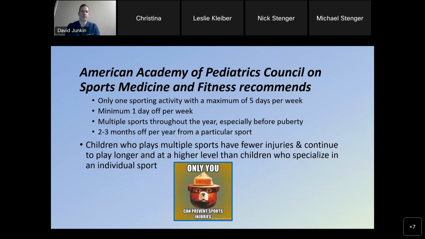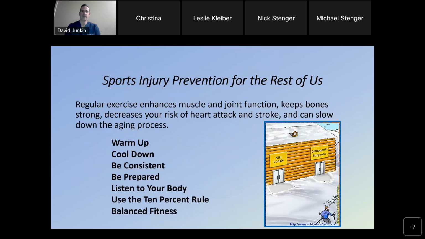But more importantly, prior to puberty, it's important that the child participate in multiple sports and have appropriate time off from any particular sport. It's recommended 2 to 3 months. Again, children who play multiple sports over the course of the year have been demonstrated to have fewer injuries with less severity. How about for the rest of us?